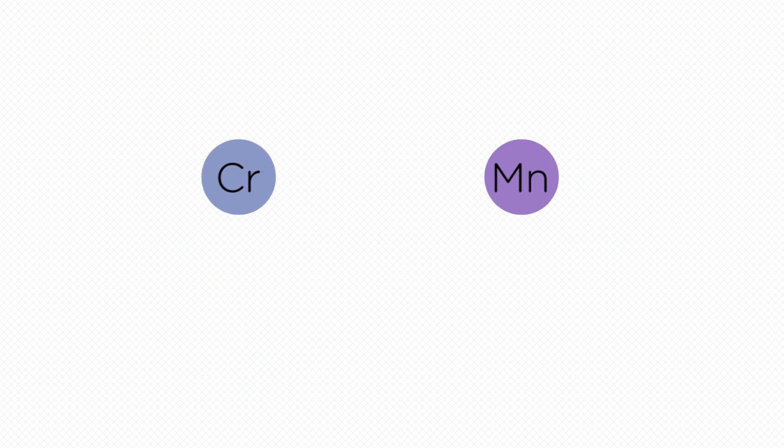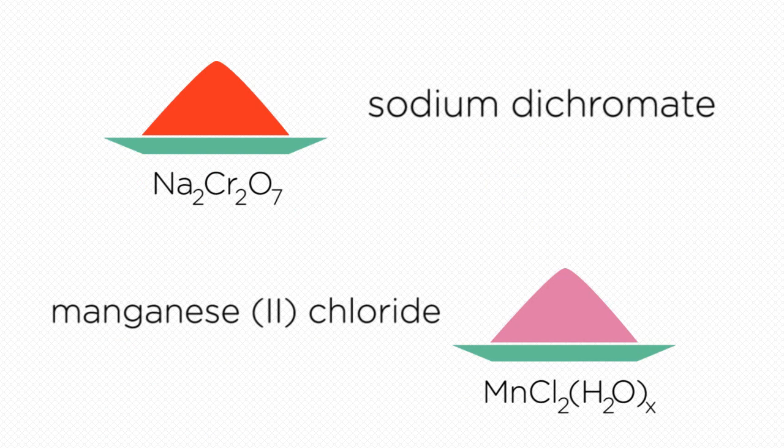In a real reaction, chromium and manganese ions are parts of compounds like sodium dichromate and manganese chloride. This can often make it more difficult to see what is being oxidized and what is being reduced.